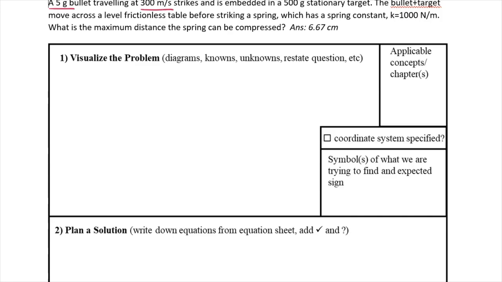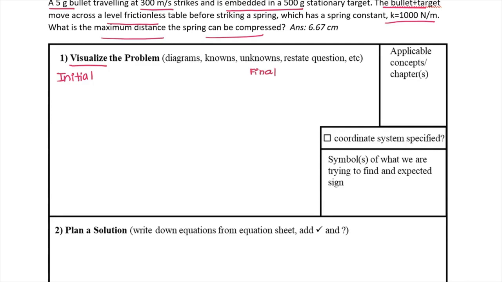In this problem, a 5-gram bullet traveling at 300 meters per second strikes and is embedded in a 500-gram stationary target. The bullet and the target move across a level frictionless table and strike a spring, and we have to calculate the maximum distance the spring can be compressed. I'm going to start by visualizing the problem.